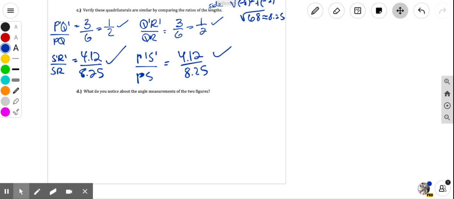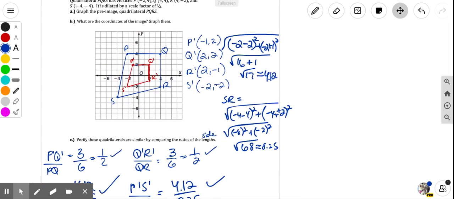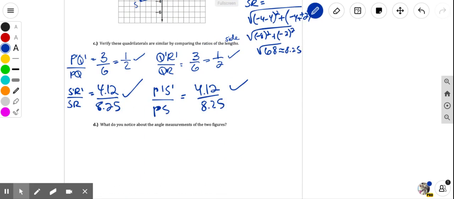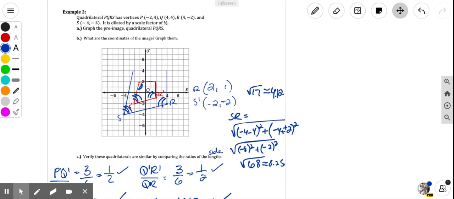Part D, what do you notice about the angle measures of the two figures? Since they're similar, remember the angles are the same. So all the angles are congruent. Q and Q prime are congruent, R and R prime, S prime and S, and then P and P prime. They're all congruent. Well, not all to each other, but the image and pre-image angles are congruent. Okay, so that's what happens when figures are similar.